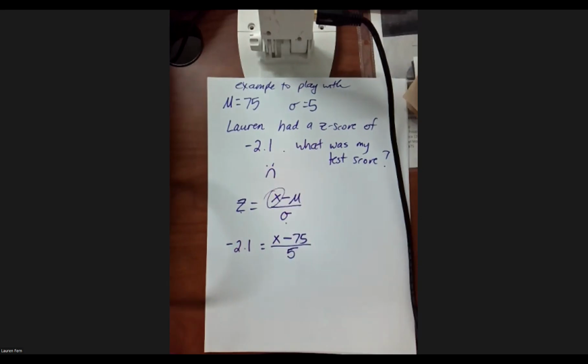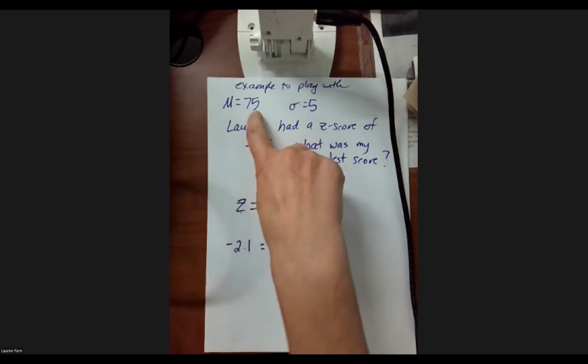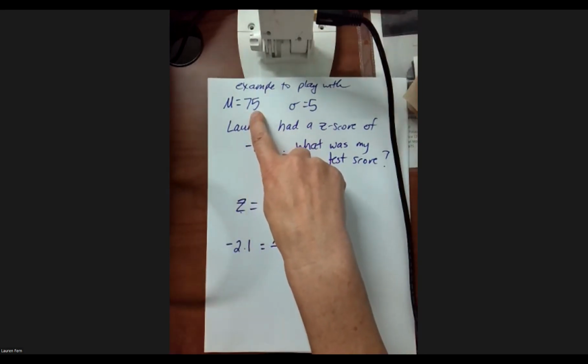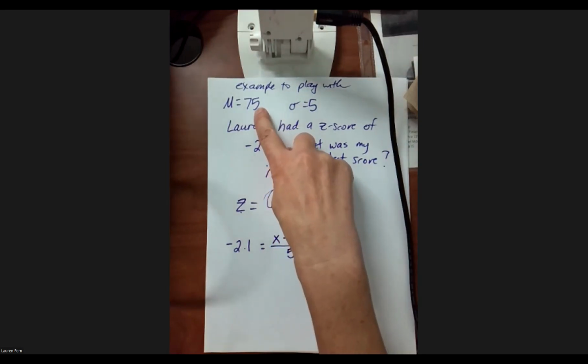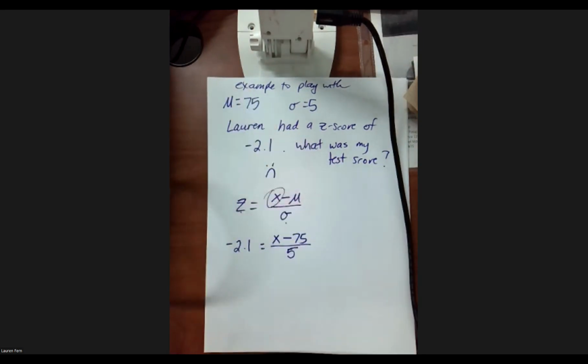Now, given that I have a negative z-score, in the back of my head I'm thinking, oh, I scored less than average. So we should expect, once we're done with this computation, to get a value of x that's less than 75. Why do I mention that? Because it's always good to check yourself. It's really easy to make typos in a calculator. So it's always good to ask yourself, is my answer reasonable?